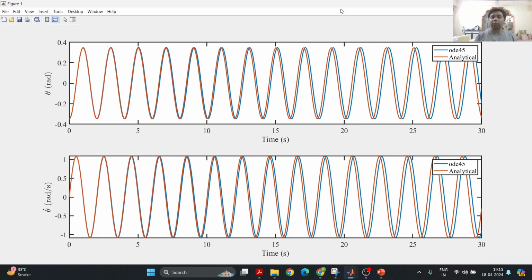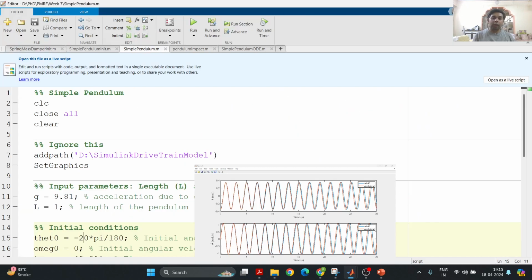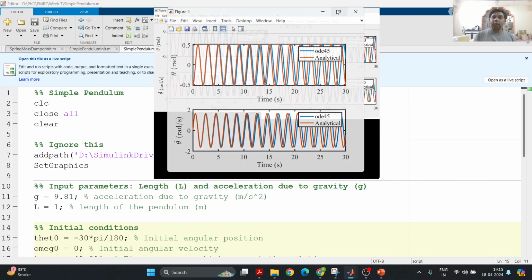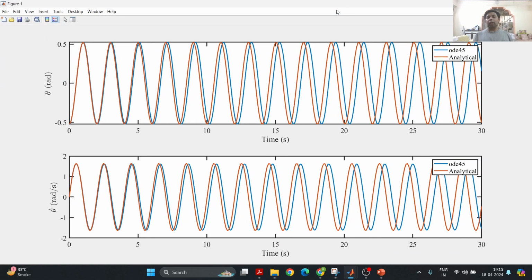So now we see that the solution that we get using ODE45 deviates from the analytical solution, and if we go on increasing the initial angle, we will see that the analytical solution no longer holds good. So the time period is actually not constant with increasing time.